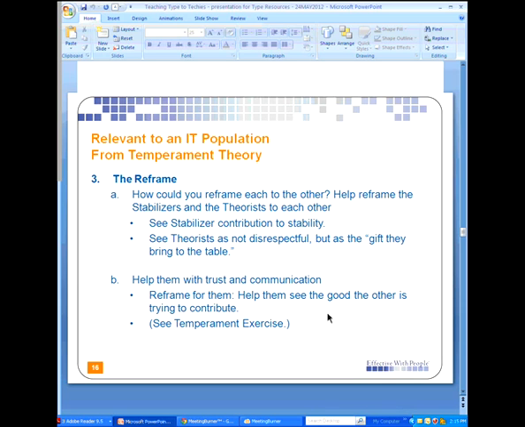Are there any questions or comments, ladies, about the usefulness of temperament, and in particular, in addition, how we can help them reframe their behaviors for each other so they can stand less in each other's natural blind spots?